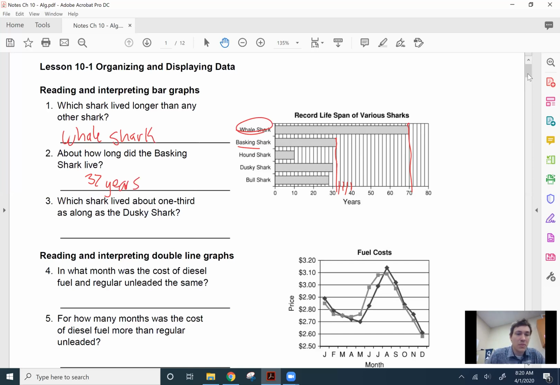There we go. Okay, which shark lived about 1/3 as long as the dusky shark? So here's the dusky shark, lived 30 years. Well, 1/3 of 30 is 10. We see that the hound shark lived that long. And there's our first example of analyzing data.